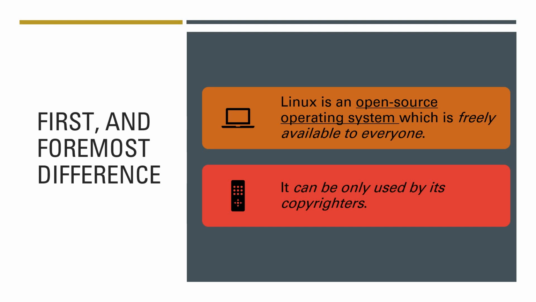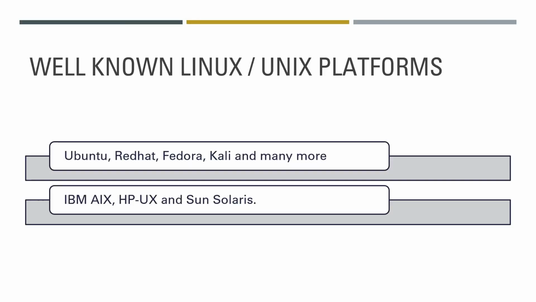The first difference is all about Linux being open source. Linux is a completely open source operating system which is freely available for everyone. You can download the code, you can make changes, you can release it in your name also. That's why there are so many variants of Linux available in the market. On the other hand, if you take Unix, it can be used only by the copyright holders, which means a certain group owns it, certain people have control over it, and they can only handle it and release it like that.